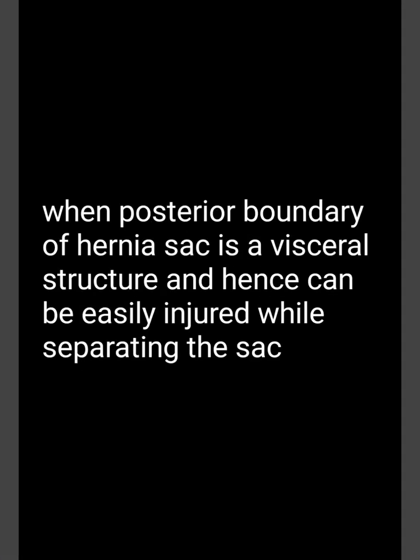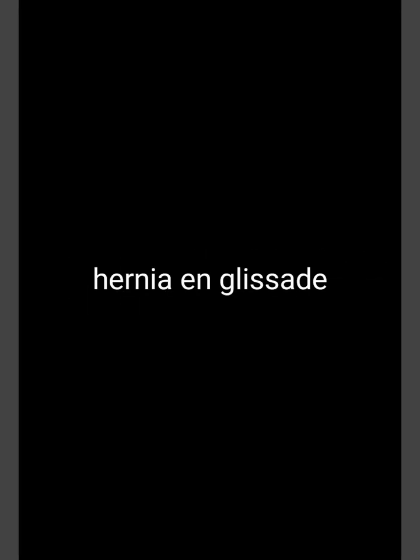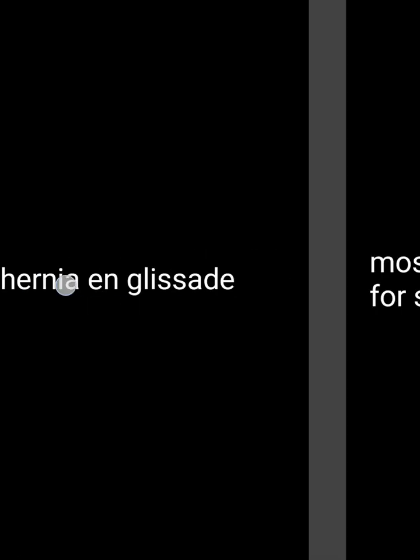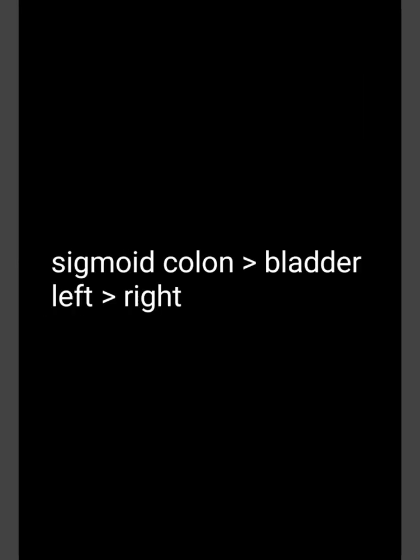What's sliding hernia? When posterior boundary of hernia sac is a visceral structure and hence can be easily injured while separating the sac. Sliding hernia is also called hernia en glissade. Most common structure for sliding hernia. Sigmoid colon greater than bladder. Left greater than right.